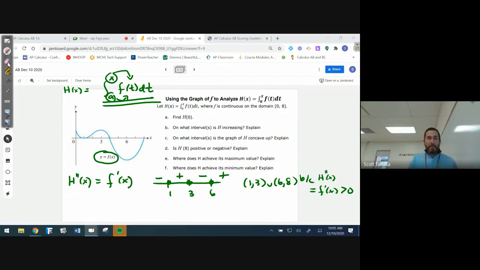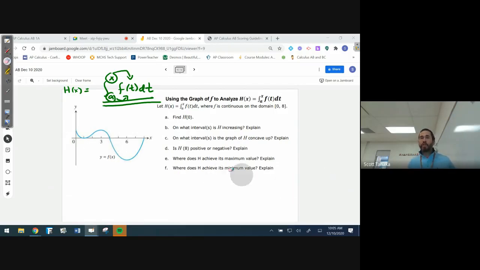Okay. The last questions just ask about, well, we'll do one more. E and F ask max and min. I've already talked about that stuff. So we're just going to talk about h of 8. Well, h of 8 would be equal to the integral from a to 8 of f of t dt. And a lot of you would say, well, I can't answer this because I don't know what a is. But believe it or not, it doesn't matter what a is.